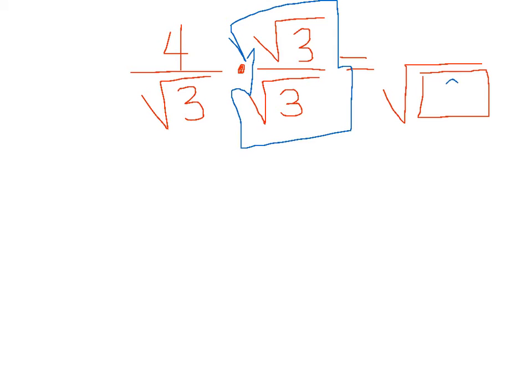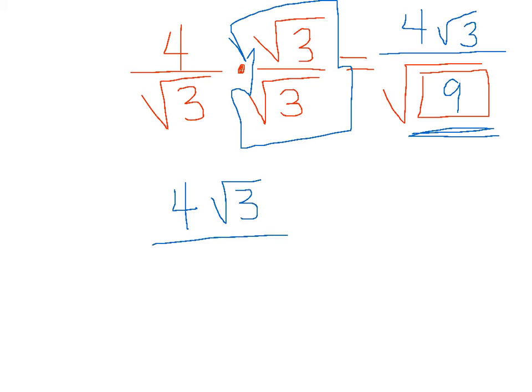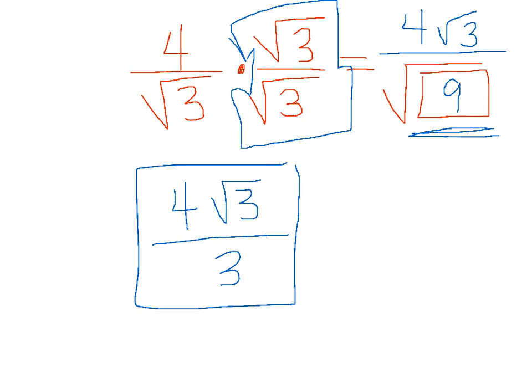3 times 3 again is 9, so I have the square root of 9 in the denominator, and I have 4 times the square root of 3 in the numerator. From here, I know that the square root of 9, this bottom part here, is just equal to a plain 3. So I have 4 times the square root of 3 over 3. And that is as simple as I can go. The other thing I would want to check here, I would want to check to make sure that this can't be simplified any further, and I would want to check to make sure that the plain number part is not a fraction that can be simplified further.